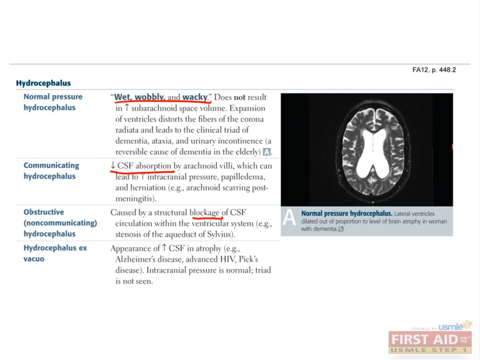Now, hydrocephalus ex vacuo occurs in areas of previous brain damage. Essentially, the damaged brain tissue is resorbed and the space filled in with CSF. It's not symptomatic, but will appear on imaging as a hole in the brain.